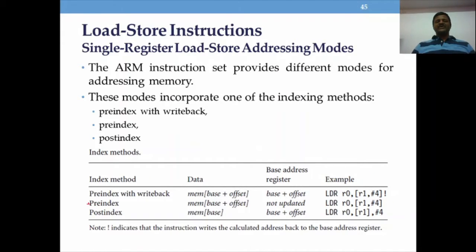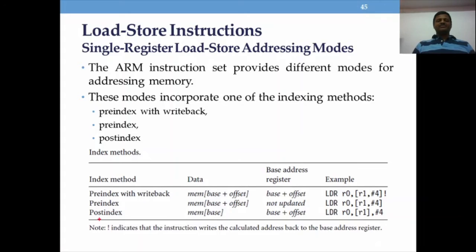Now I'll move on to the next, that is pre-indexing. It is almost similar to pre-indexing with write back, but with no update. What is the meaning of no update? Look at the example. LDR R0, in square bracket R1, comma hash 4, but in the absence of write back. It will add the base along with the offset and generate the effective address. It will copy the data from that address and load it into register R0, but it will not store the effective address sum, the base plus offset, back into register R1. So that's why it's not write back, only pre-indexing.